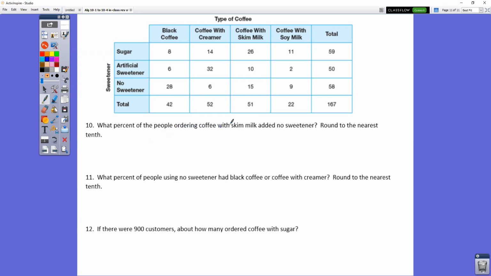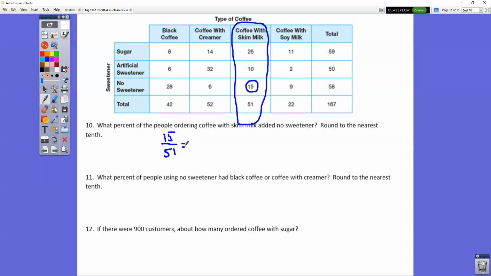So, what percentage of people ordering coffee with skim milk? That means we're looking at this blue column, coffee with skim milk, added no sweetener. No sweetener is right there. Now, be careful when you set up your proportion, or not proportion, but fraction. We're doing 15 out of how many? We're doing 15 out of 51. It's not 15 out of 167, because it says what percent of people ordering coffee with skim milk. So we're only looking at these 51 people.